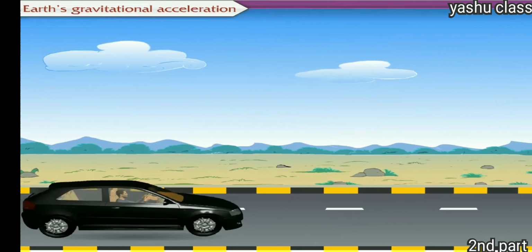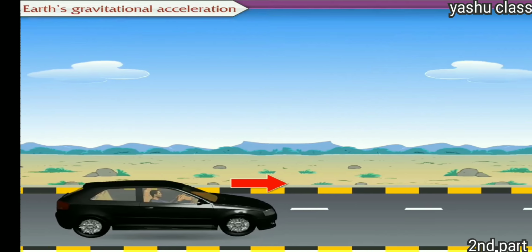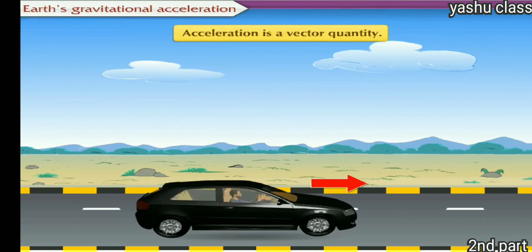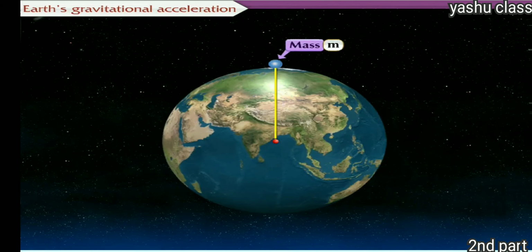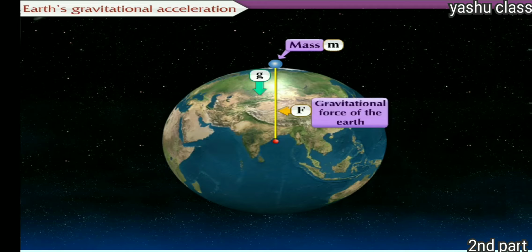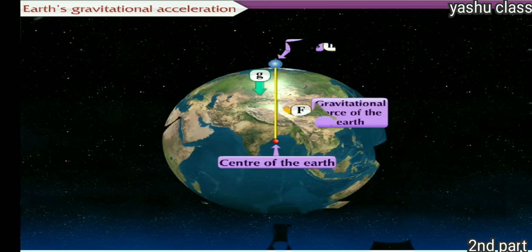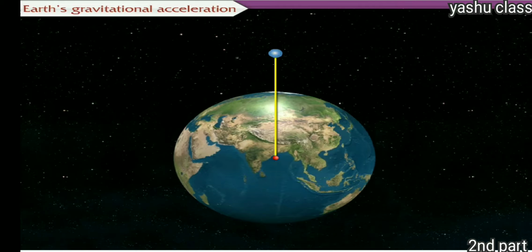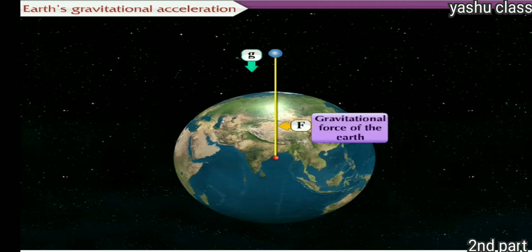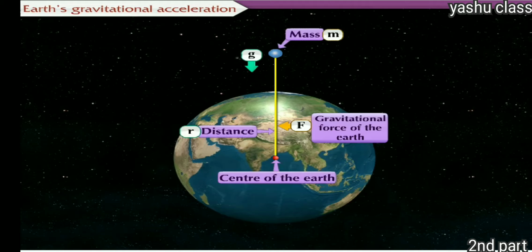In the previous grade, we have already learned that acceleration is a vector quantity. The direction of acceleration due to gravity is the same as that of the gravitational force of the Earth. It is directed towards the center of the earth, that is, vertically downwards. Let us now calculate the value of g by using Newton's universal law of gravitation and Newton's second law of motion for an object of mass m situated at a distance r from the center of the earth.